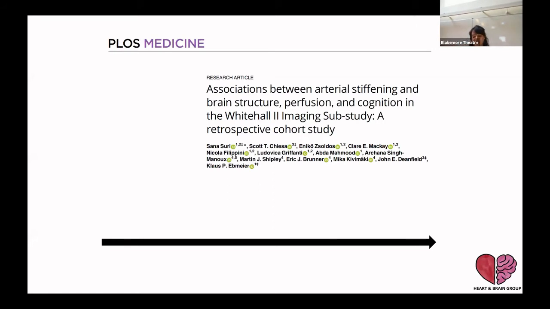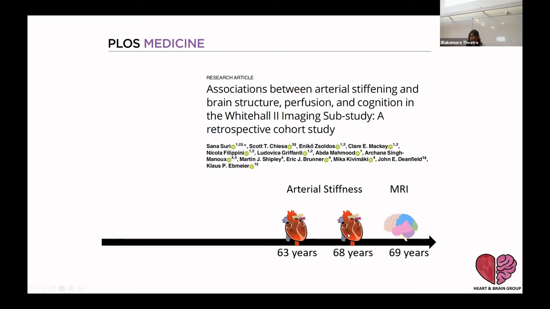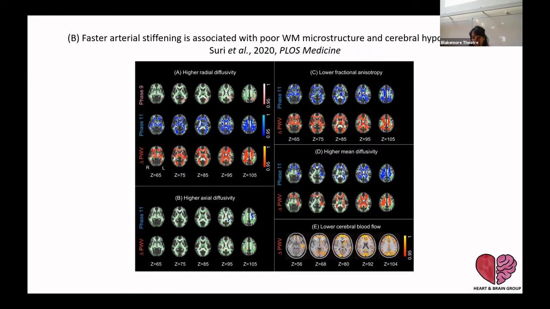And so what we were interested in asking was, does a faster rate of stiffening of the aorta during this midlife period also affect the brain in old age? We had two measurements of arterial stiffness in this cohort, at 63 and 68. Here are many, many brains in this slide, but what I want you to take away is that people who had faster rates of stiffening of the aorta in their 60s had multiple measures of brain health that were affected.